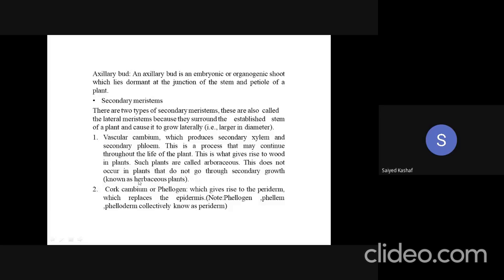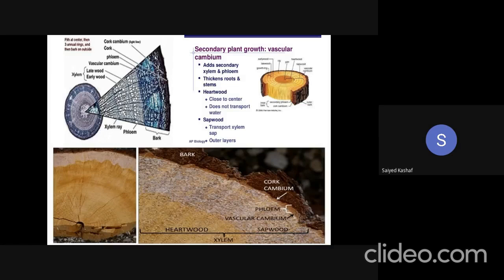This does not occur in the plants that do not go through secondary growth. Those plants are known as herbaceous plants. Now the second one is cork cambium, which is also known as phellogen, which gives rise to periderm and replaces the epidermis just to provide a new protective cell layer. And we can see the image here.